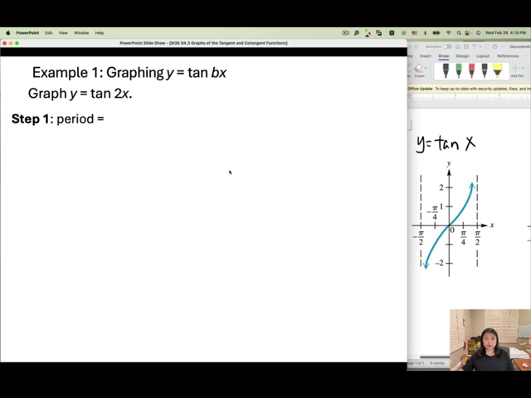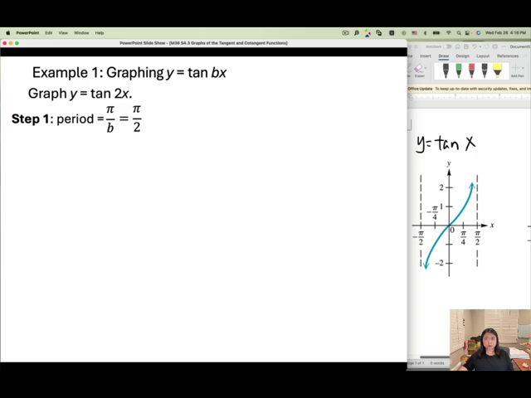Okay, example 1. Graph y equal to tangent 2x. First, find out the period. Period, that will be pi over b, right? So your b will be equal to 2. Okay, so the period will be pi over 2.